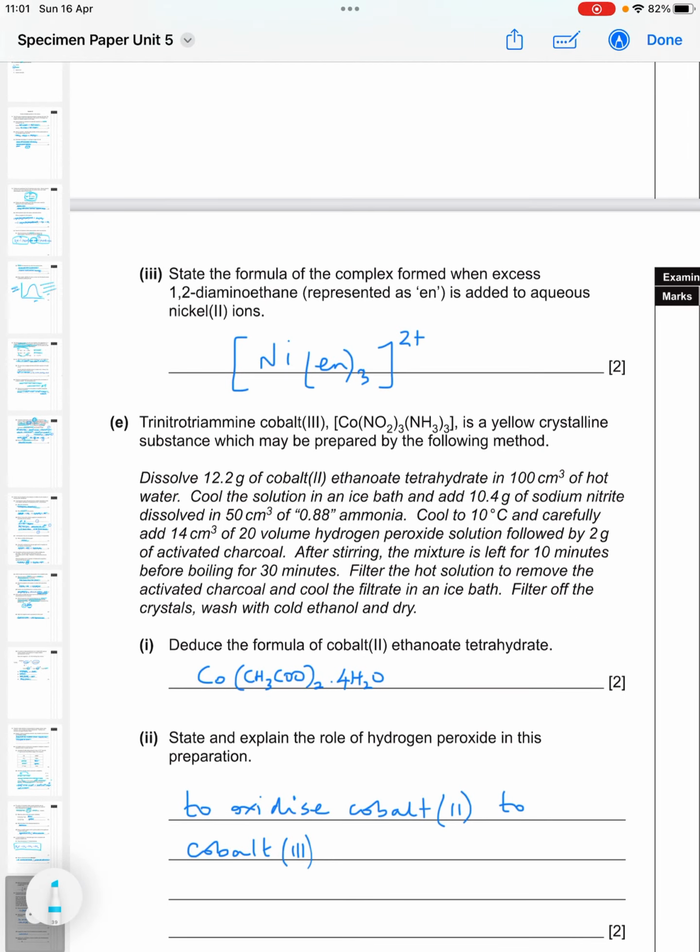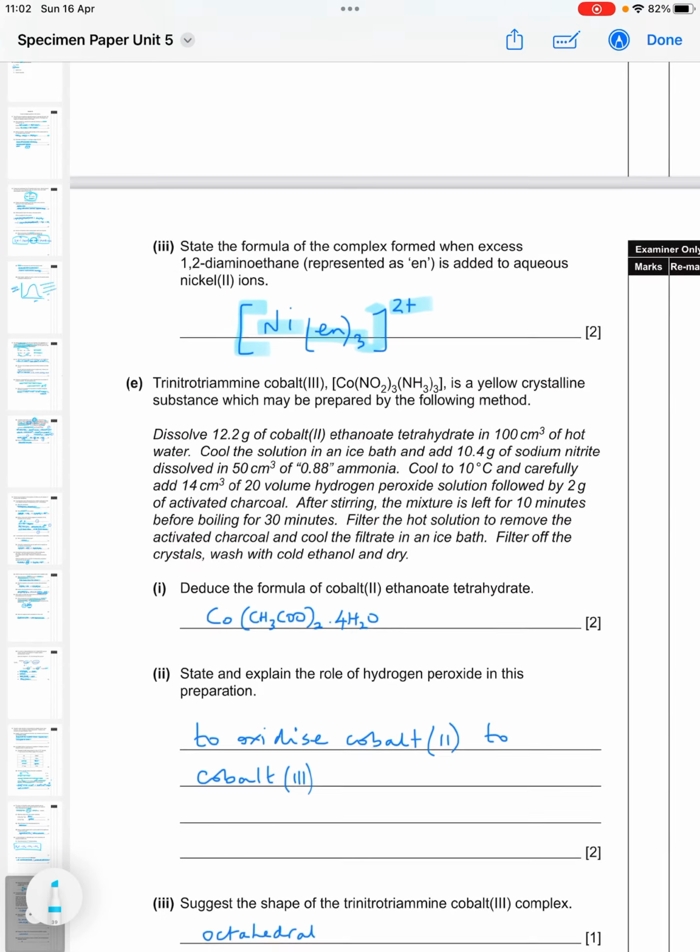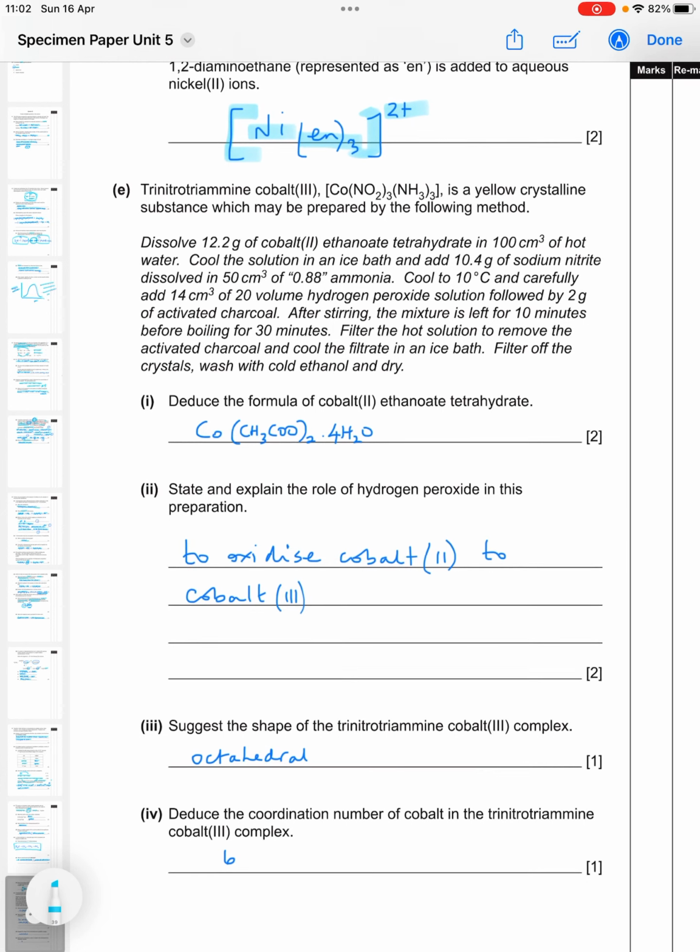Then state the formula of the complex formed when excess 1,2-diaminoethane, represented as En, is added to aqueous nickel 2 ions. So it's going to be 3 of those, and so nickel, bracket, En 3 times, and then the square brackets outside, and 2+ for the charge.